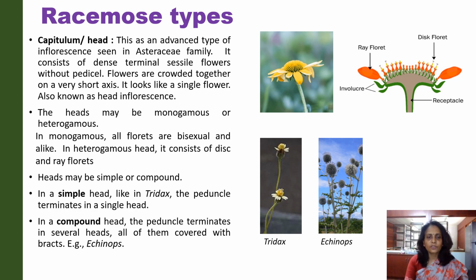The head inflorescence can be of simple type or a compound type. In a simple head, like in Tridax, the peduncle may terminate into a single head, whereas in a compound head, the peduncle may terminate in several heads, all of them covered by bracts. Example of a simple head is what we see in Tridax, while that of a compound head is Echinops.